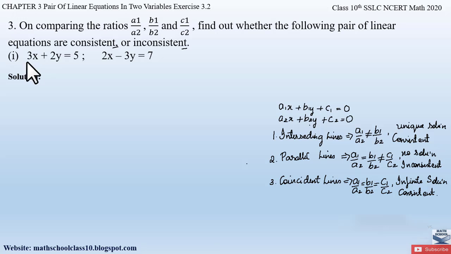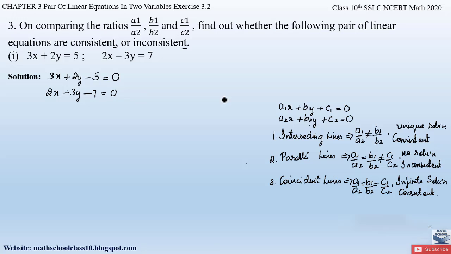Now let us solve the first part of the question and find out whether the lines are consistent or inconsistent. The general form of a pair of linear equations is equated to 0, so first let us equate the given equations to 0. From the first equation, sending this 5 to the left hand side, we get 3x plus 2y minus 5 equal to 0. Similarly, in the second equation, 2x minus 3y, this plus 7 will become minus 7 equal to 0.